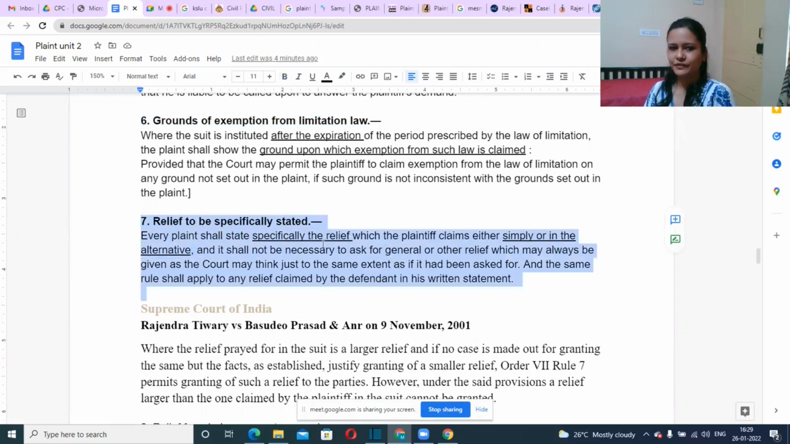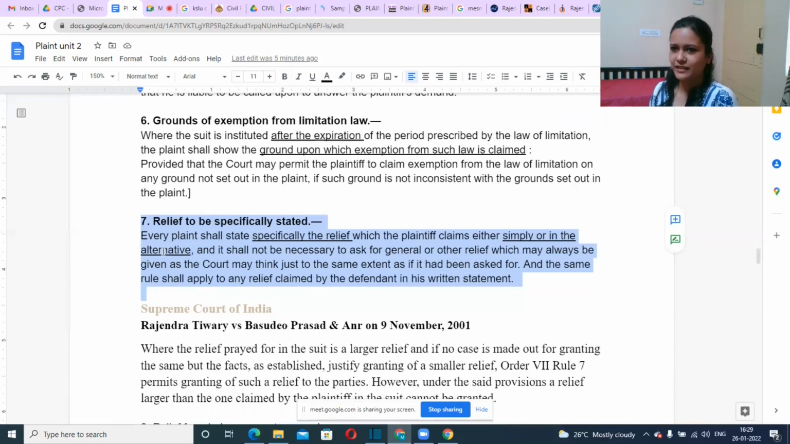Relief to be specifically stated. It's very much needed that I specifically mention the relief, because whatever is mentioned in the plaint, only that much or lesser than that can be provided by the court. That's why in some legislations we also see specific provisions that clearly provide power to the court, that you can ask parties to make changes.